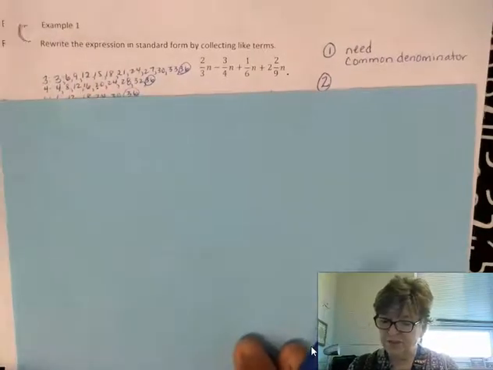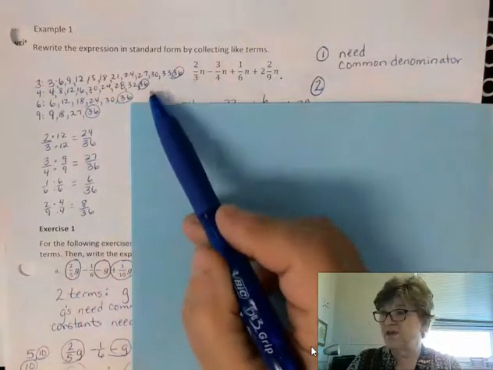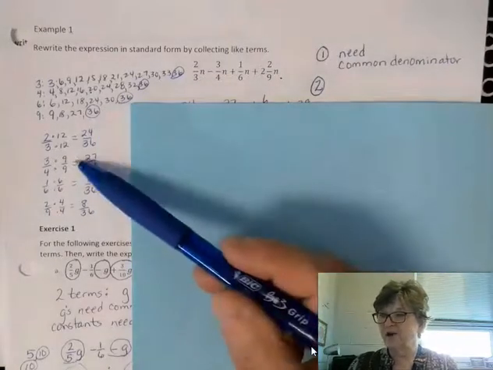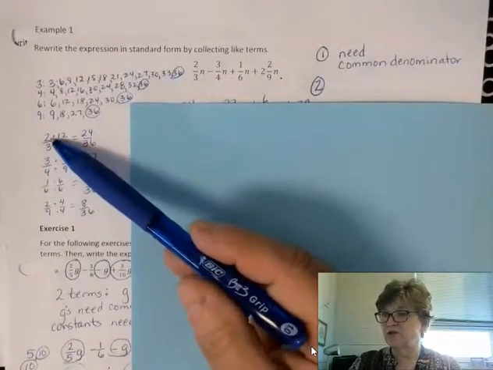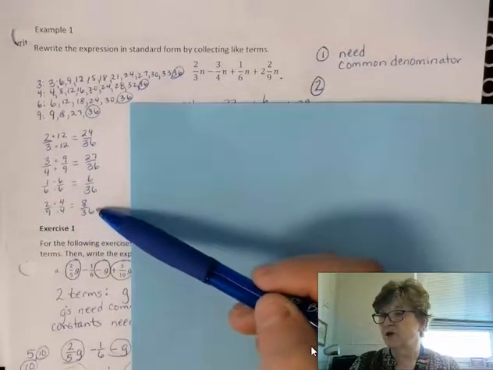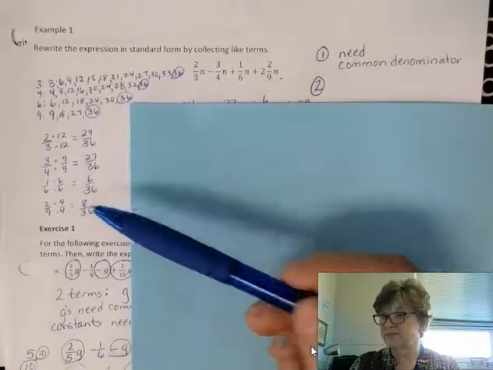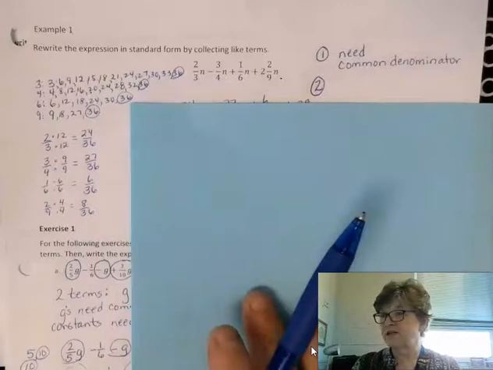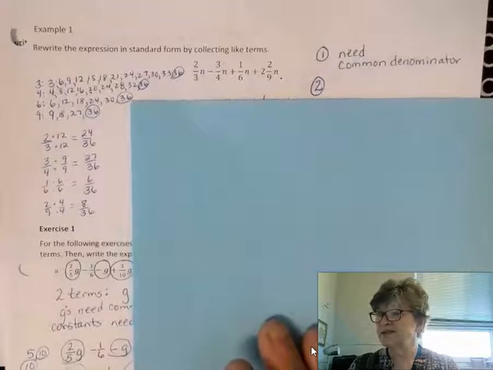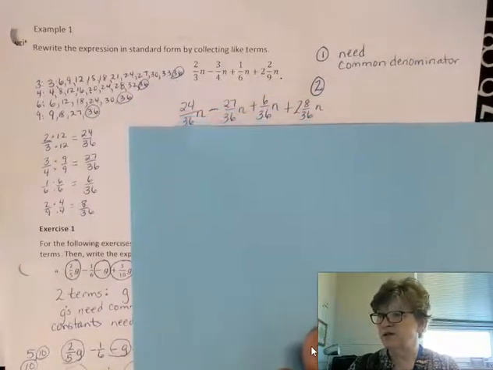So I've gone ahead and made a list here of the factors. I found the common denominator of 36. And I've worked out changing these fractions to equivalent fractions with a common denominator of 36. If you need to pause and copy that down, you can do so. My next step now is to set it up with these new denominators.